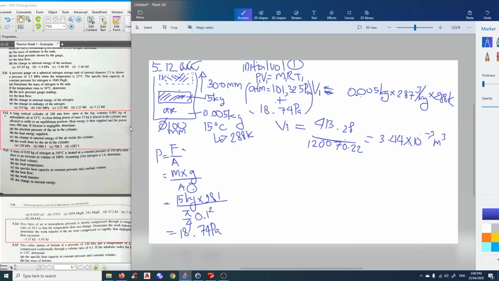Now we know this, and now we have to work back to find the length. So V1 equals quarter pi d squared multiplied by the length. So 3.44 times 10 to the power negative 3 cubic meter equals quarter pi d squared times length. And length is 0.4384 meter.